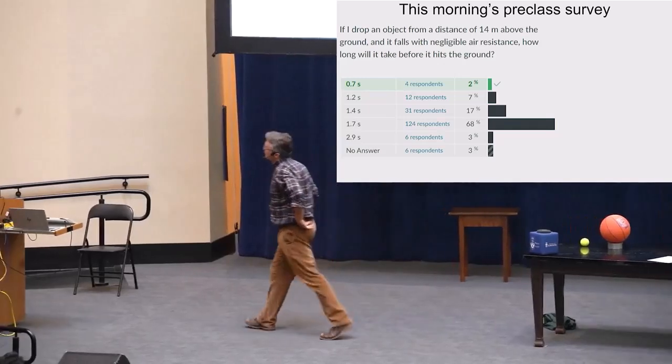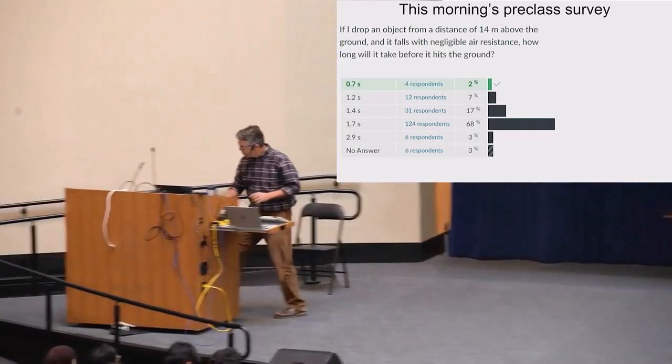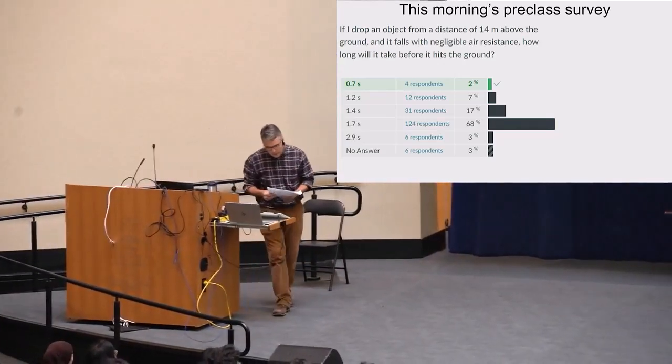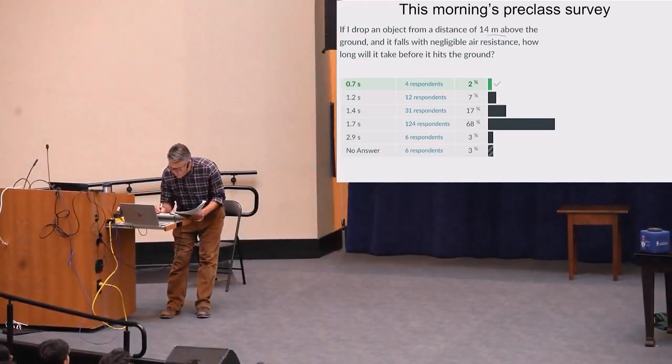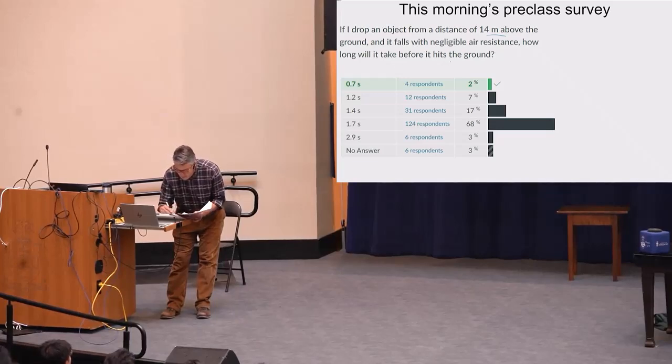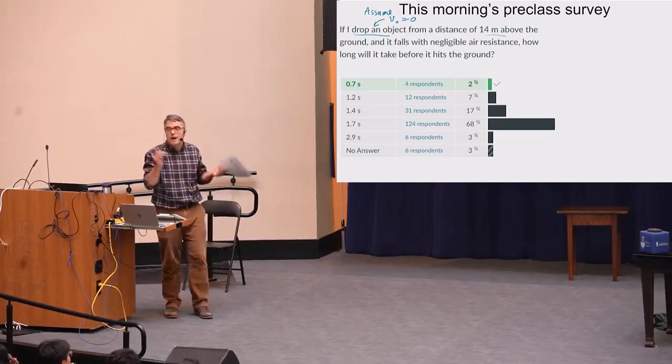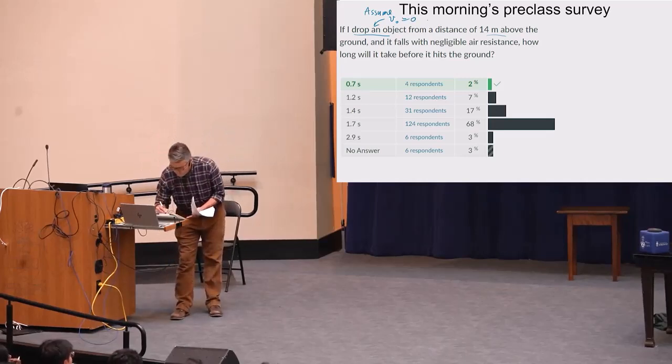It's a bit, and then there's this pre-class survey. I wanted to just go through this. If I drop an object a distance of 14 meters above the ground, and it falls with negligible air resistance, how long will it take before it hits the ground? So you can use those same equations. It doesn't really say, but I'm going to assume that v0 equals 0, it's dropped from rest. This is often the case with these things.